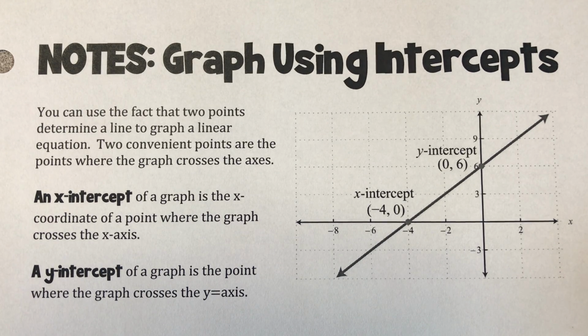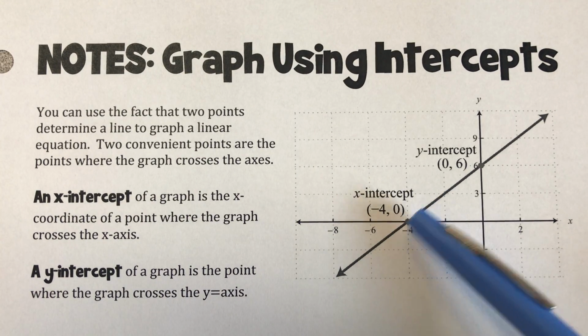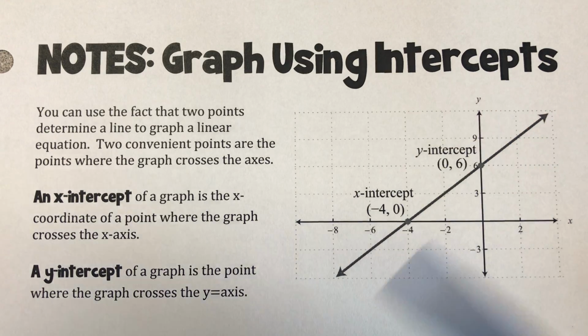So today we're talking about how to graph a line using intercepts. Intercepts are just where your line is crossing the x and the y axis. All you need to graph a line are 2 points. So if I have these 2 points, I can draw a line through them and be done.